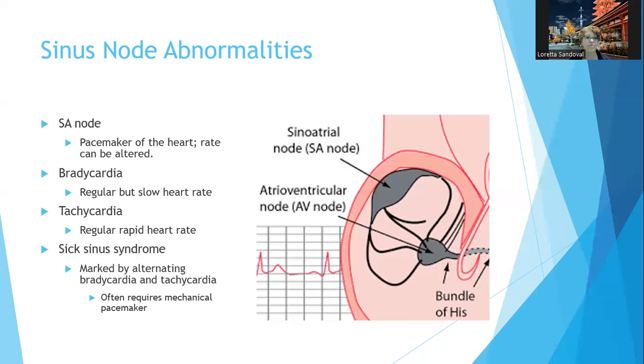Sick sinus syndrome is marked by alternating between bradycardia and tachycardia. So your heart can't decide what it's going to do. Your sinoatrial node can't decide. It often requires a mechanical pacemaker because your internal pacemaker, your sinoatrial node, is not working correctly. So you need that extra help from the mechanical pacemaker.